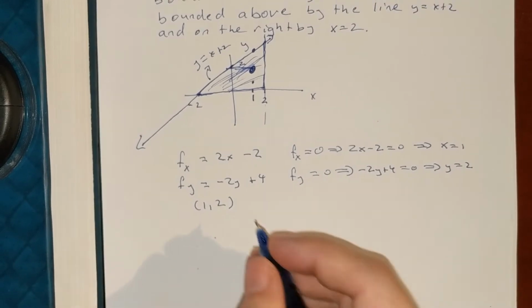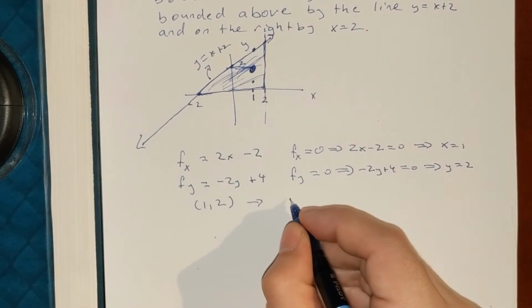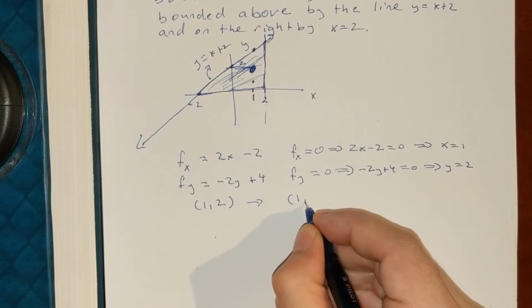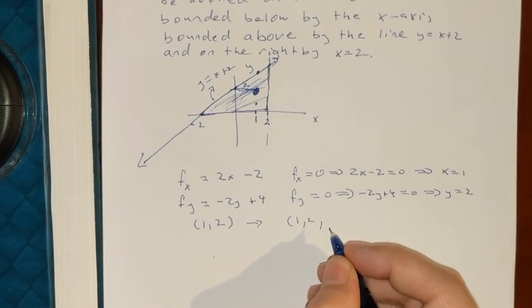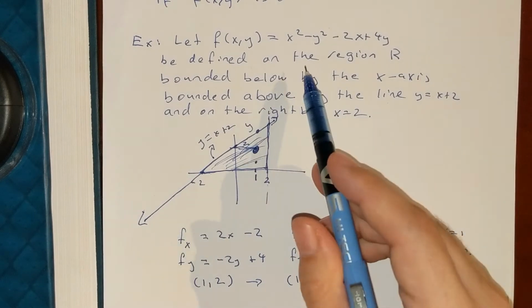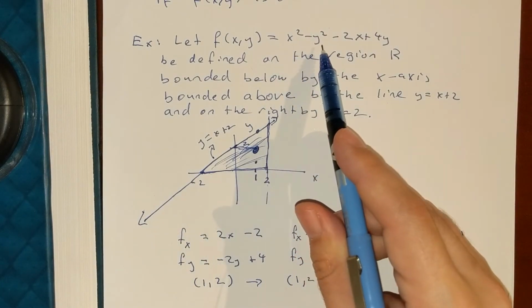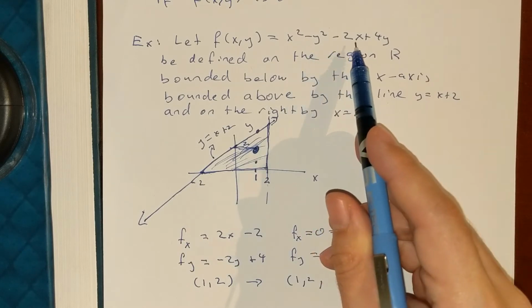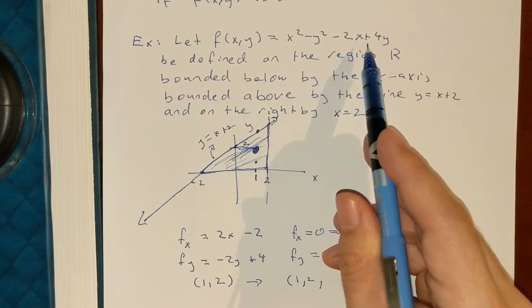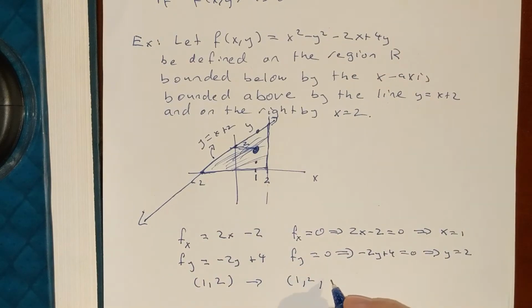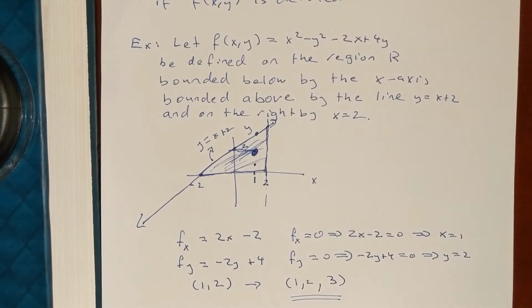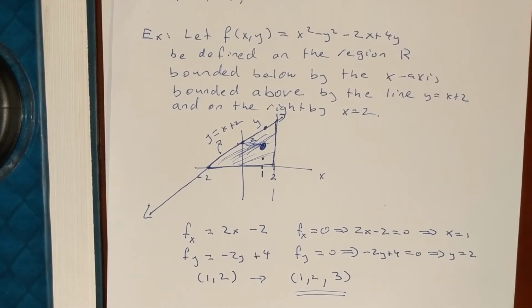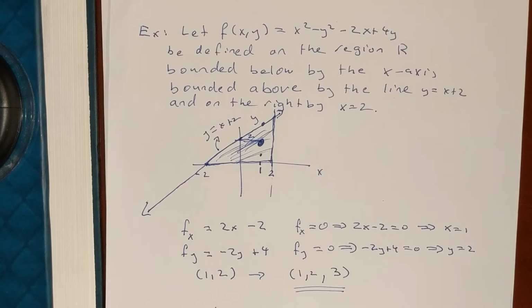So what do we have? The value of the function at (1, 2): plug in 1, 2, we get 1 minus 4, that's a minus 3, minus 5, plus 8, so that's going to be a 3, okay? So this is one of the points that I'll care about. Now that's the only interior point we have.